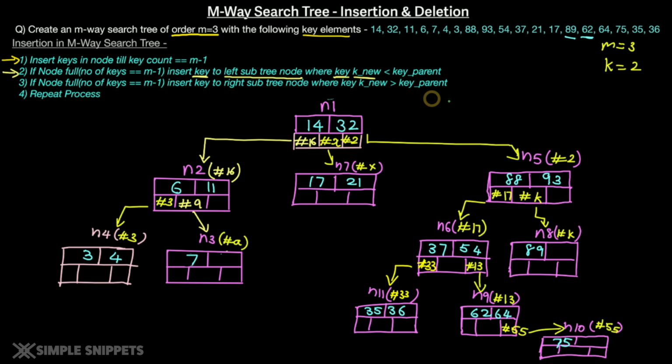And now we have this tree structure which is built based on these different rules. The third rule I didn't say because it is exactly opposite to the second rule, because it is: if the node is full and the key that is supposed to be inserted is greater than the parent key, you have to insert it to the right subtree. Okay, and then you have to repeat this process. So these are the 4 steps. You can note them down, and based on this we followed and solved this one particular question.